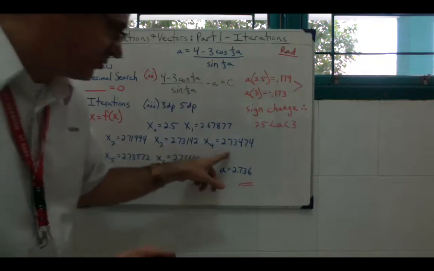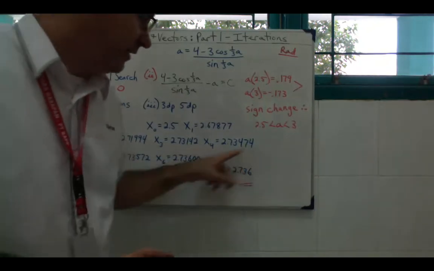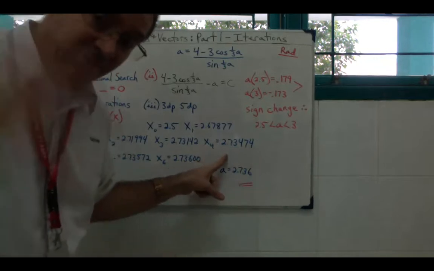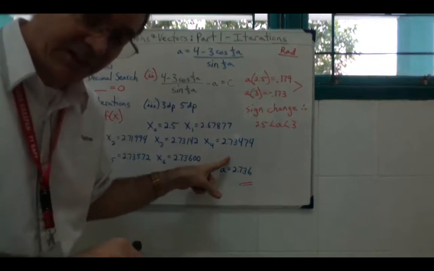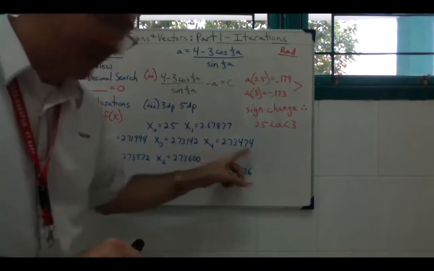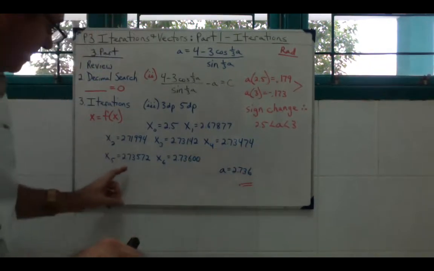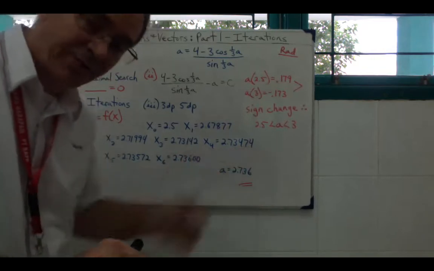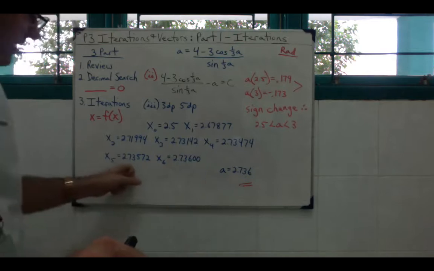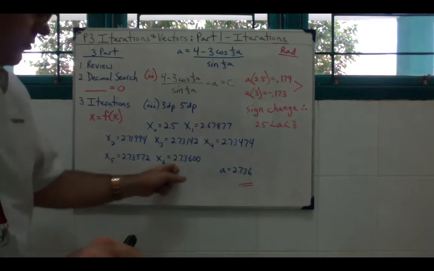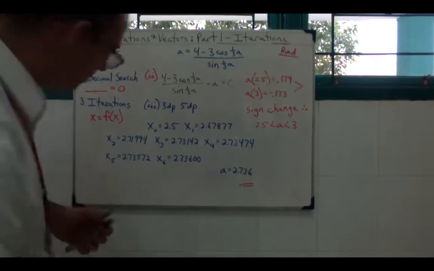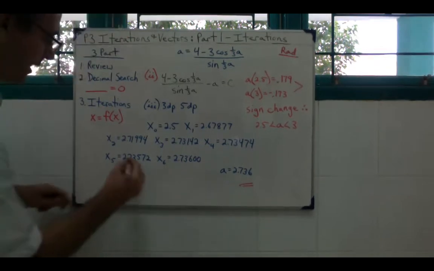Hit equals again, 2.73474. So a lot of your time is actually spent writing because your calculator is working as fast as you hit the equals button. But you got to write out each 1 to 5 decimal places. Make sure that the 5th one is rounded accordingly to what follows it. So 2.73572. 2.73600.